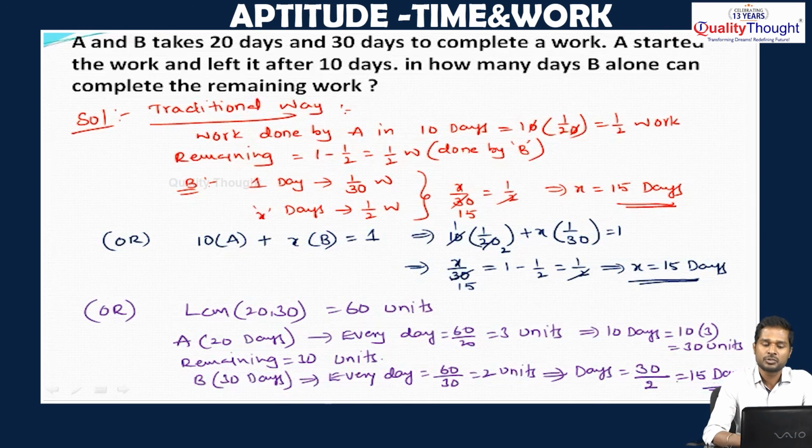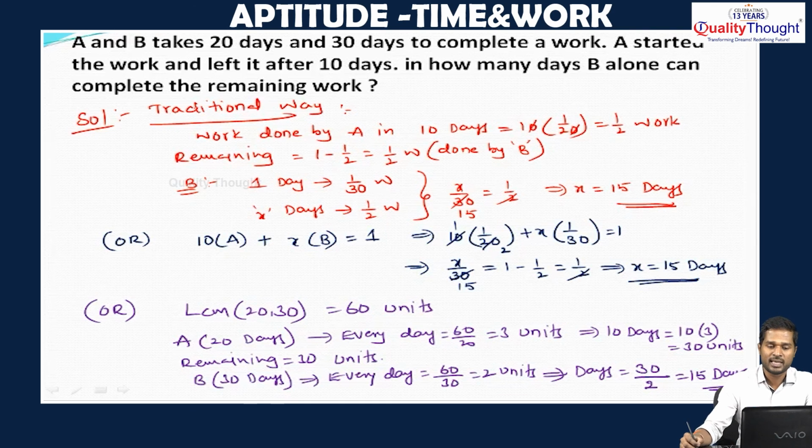So we have 3 methods to solve this question. The first one is the traditional way, the second one is the equation method, and the third one is by taking the total amount of work in units by taking the LCM of the days taken by both A and B. So first A, see the third method, A takes 20 days. So total 60 units is the work. A will complete that 60 units in 20 days, means every day he will do 3 units.